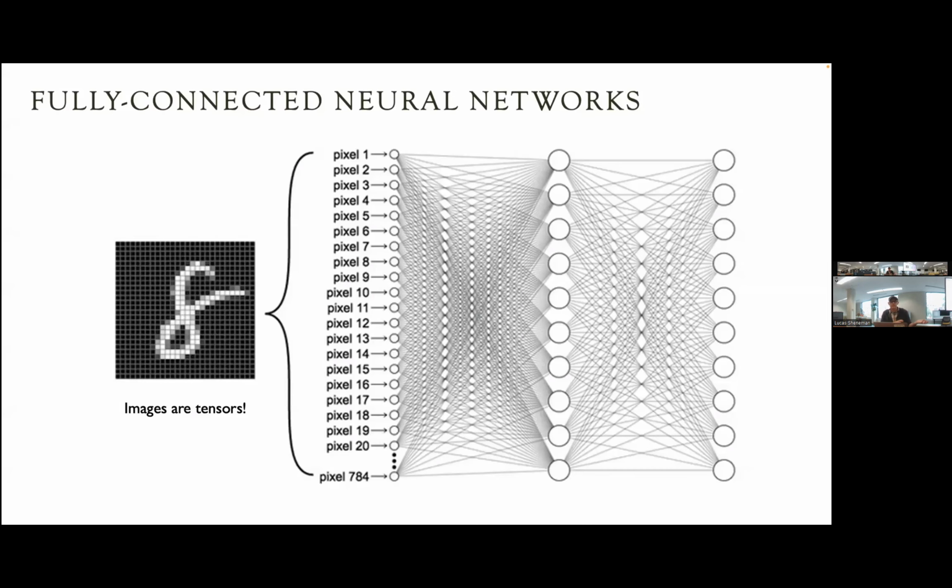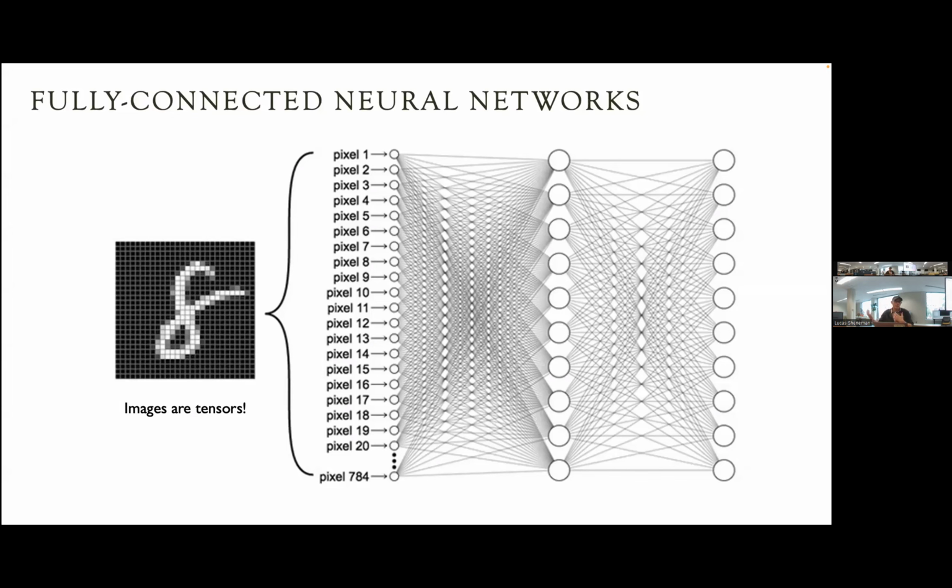In a fully connected neural network, again, in the example that I provided earlier, where we had this image, an image is really just a tensor, right? It's an order 2 tensor, a two-dimensional matrix of values.